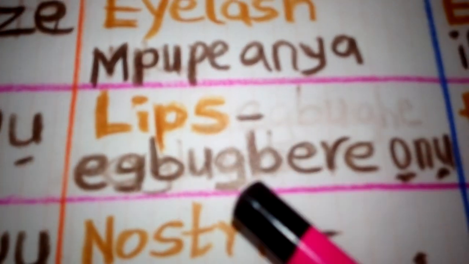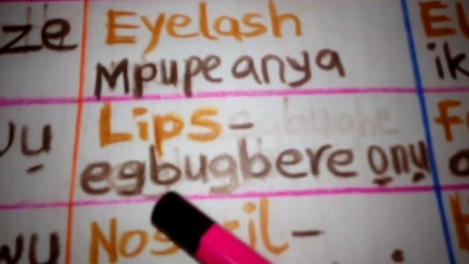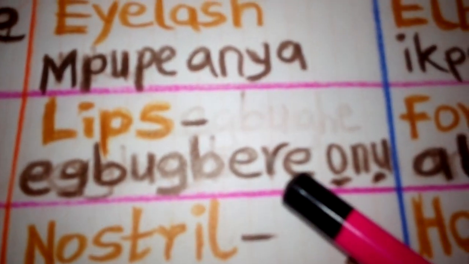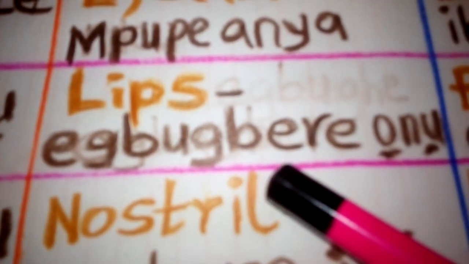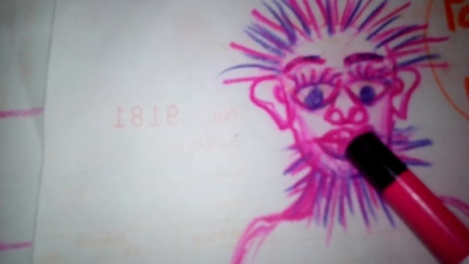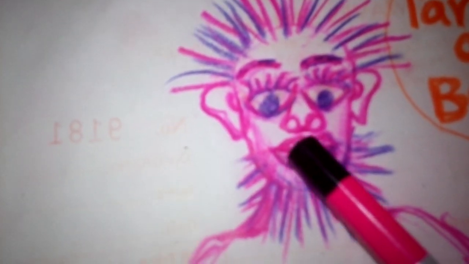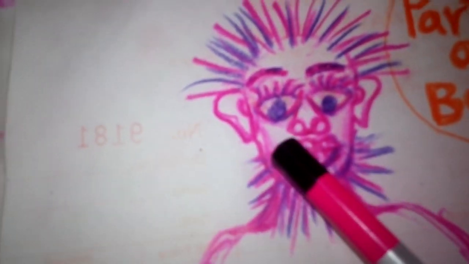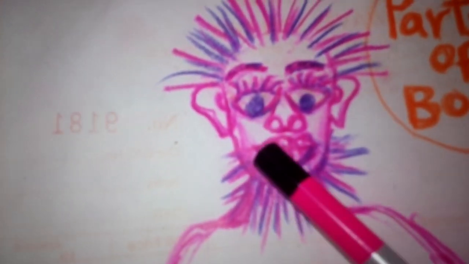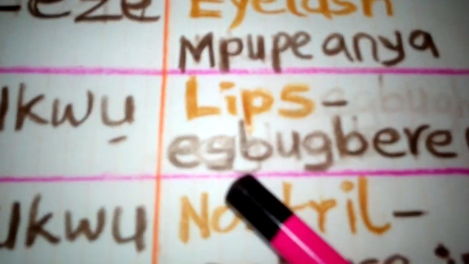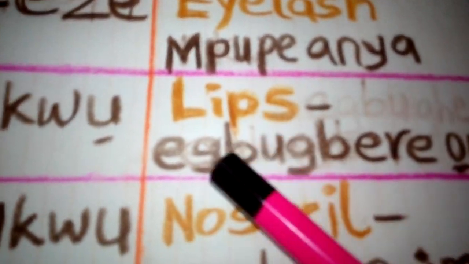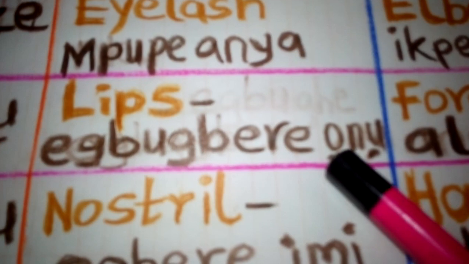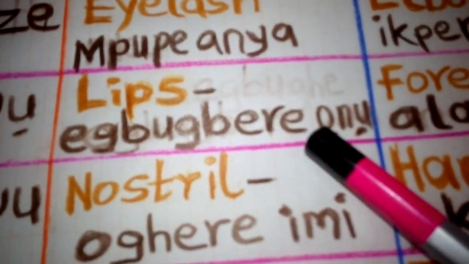Okay? Lips, Egbubere ọnụ. That is where you put the lipstick, here on your mouth. The lipstick area is what we call Egbubere ọnụ.